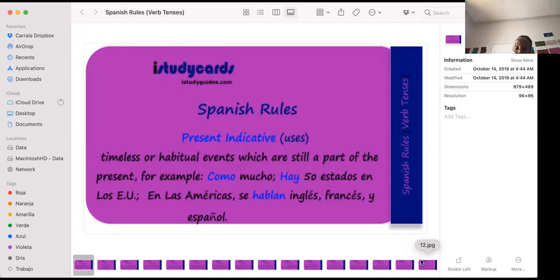We start with the present tense. Now, normally speaking, that's what's taught first, and not a lot of detail is taught. It's just taught: you have regular verbs and you have irregular verbs. And in Spanish, you have the AR verbs, the ER verbs, and the IR verbs.